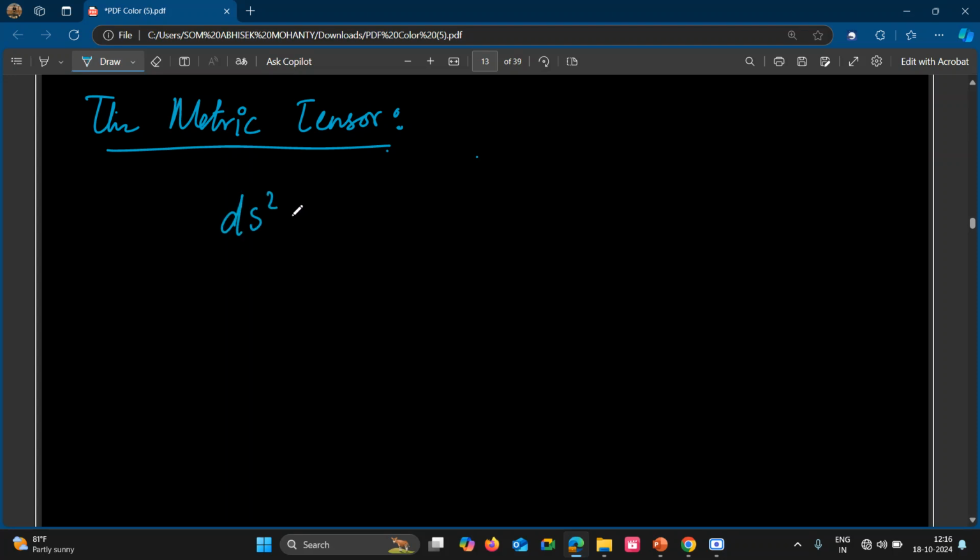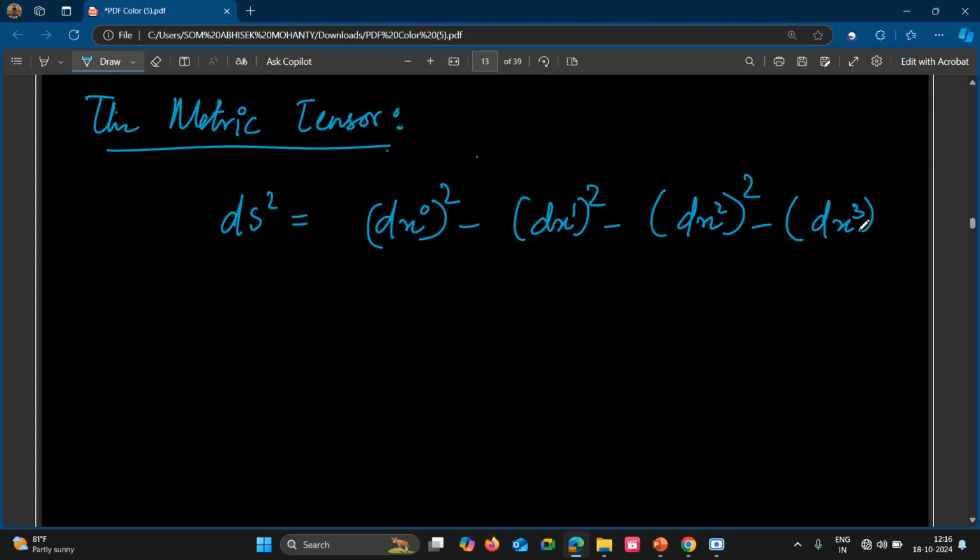We left off at the metric tensor, so today we will continue with the metric tensor. How is the metric tensor defined? The distance square, ds square, can be defined as dx naught square minus dx1 square minus dx2 square minus dx3 square. Right. So this is your ds square.